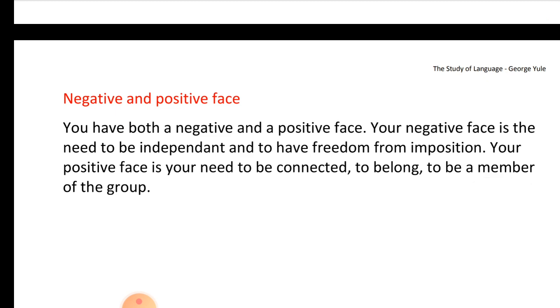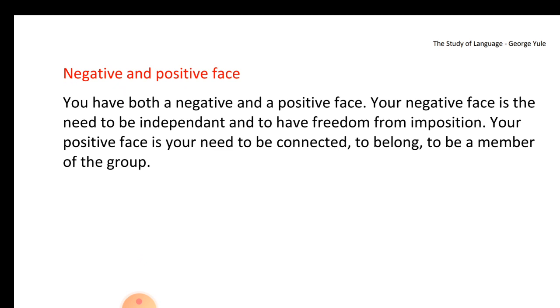Negative and positive face. Listen to me. When person number 1 is threatening someone, person number 2, if person number 1, the threatener, accepts the reconciliation of the face saving act, he has a positive face. But when the threatener rejects the reconciliation of the face saving act, he has a negative face. Okay? The positive and negative faces are related to the threatener. If he accepts the reconciliation, he has a positive face. If he rejects the reconciliation, he has a negative face.